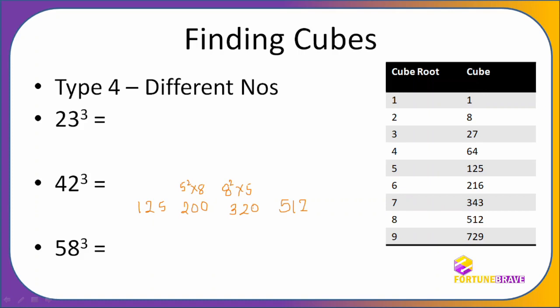That is what you have to do. First digit cube in the first column, last digit cube in the last column. Second column will have first digit square into second digit. Third column will have second digit square into first digit. And then double it, add it, and only the middle ones you will double and add.